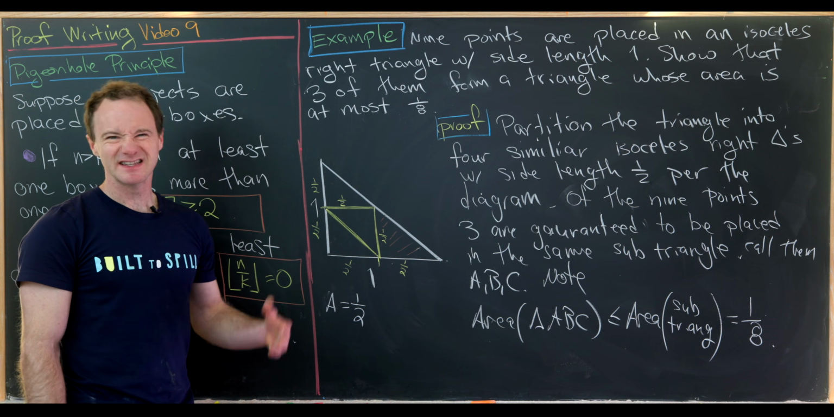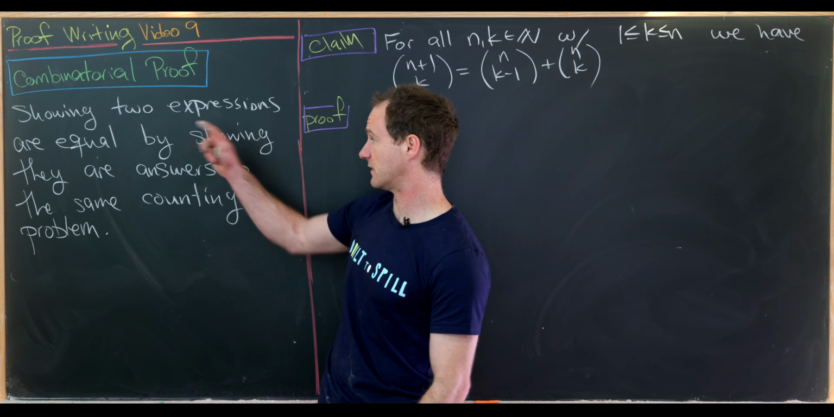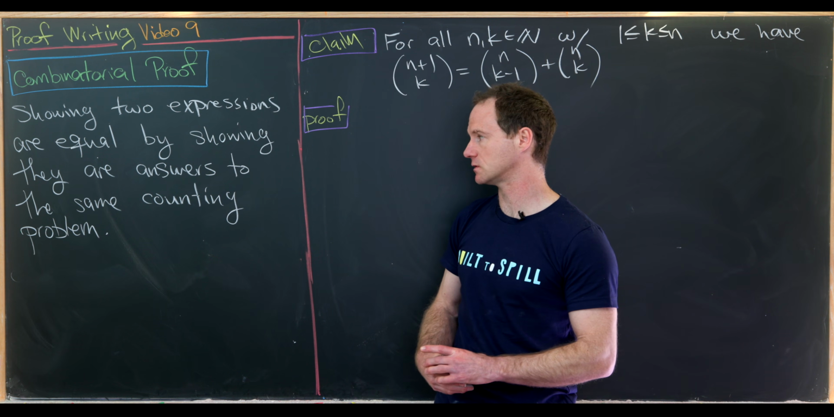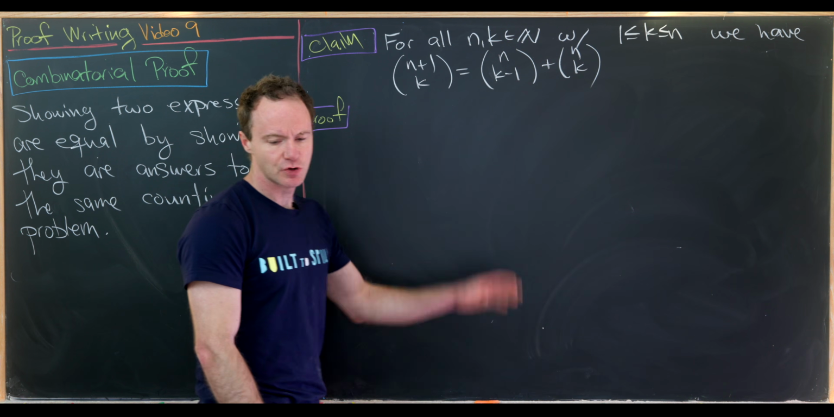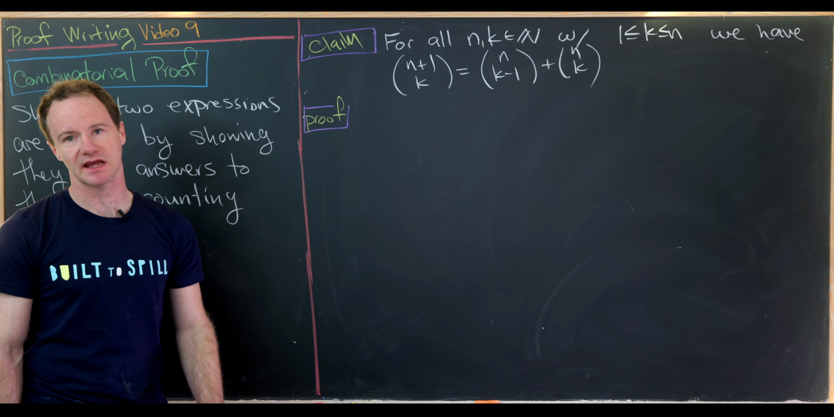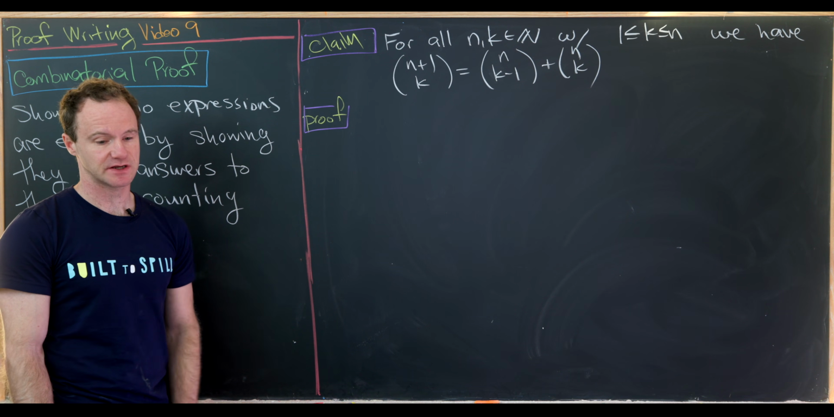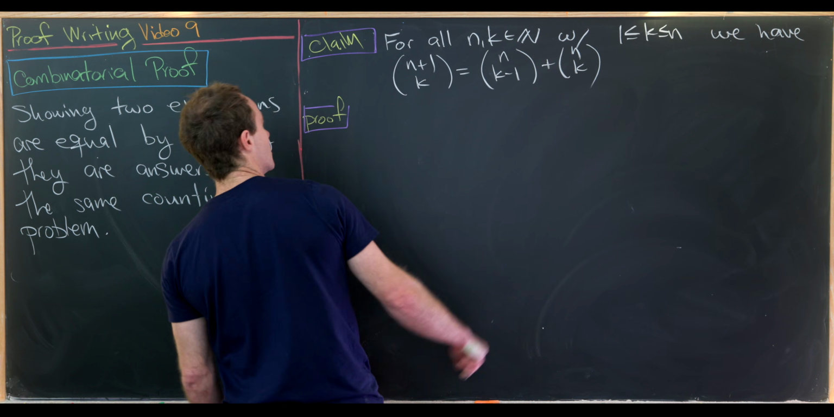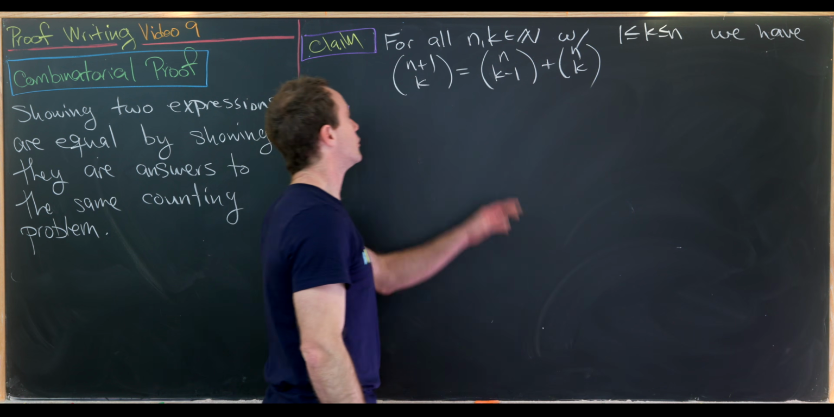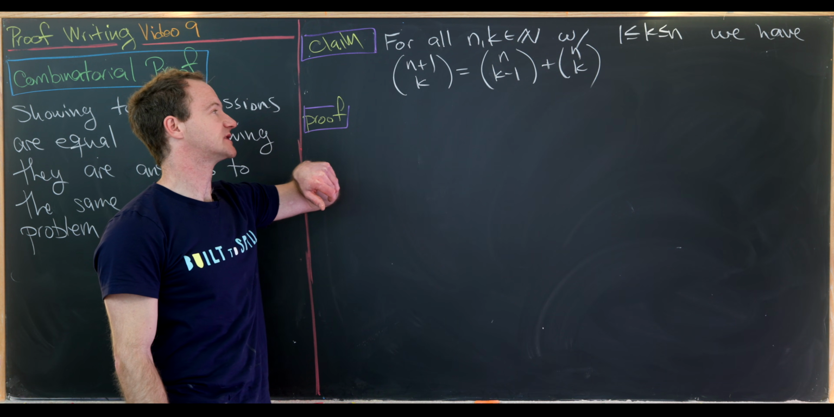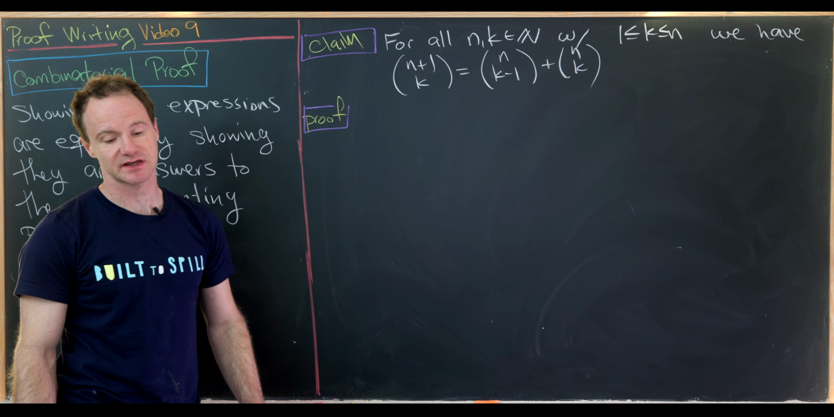Okay, so now let's move on to some combinatorial proofs. So to put it simply, a combinatorial proof involves showing two expressions are equal by showing they are answers to the same counting problem. So we've done this one in a previous video, but I thought I'd do it again just because now we're talking about combinatorial proofs, officially. Okay, so let's show for all natural numbers n and k, where k lies between 1 and n, we have n plus 1 choose k is equal to n choose k minus 1 plus n choose k.